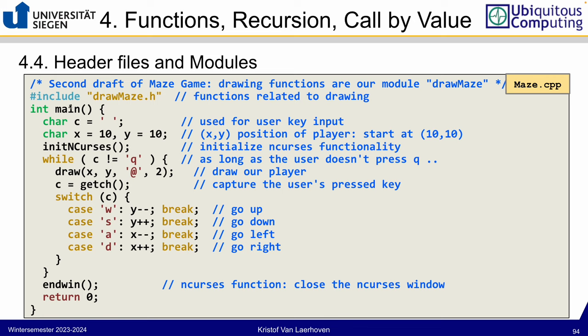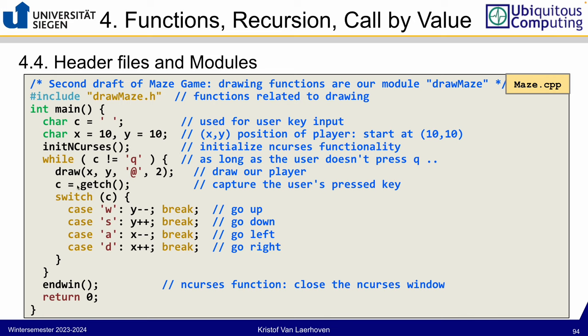I'll quickly go over this again. I won't look at the include because that is something that our module will then be. But our main function basically initializes a character which is handling the input of the user, and our X and Y positions of our player. Then we call a function that initializes our screen. And then in a while loop, we constantly first draw the player at this X, Y position with this character and this particular color.